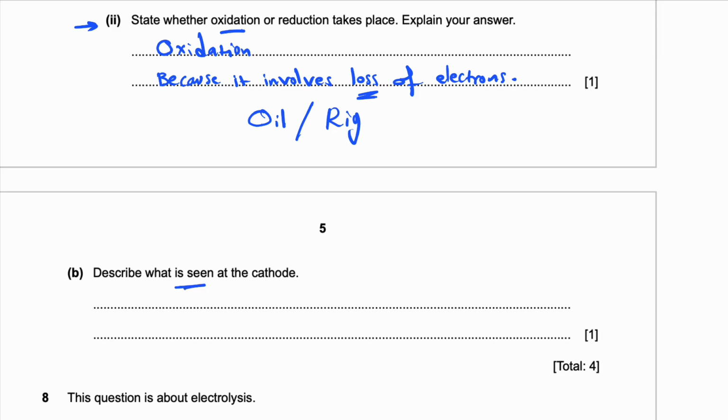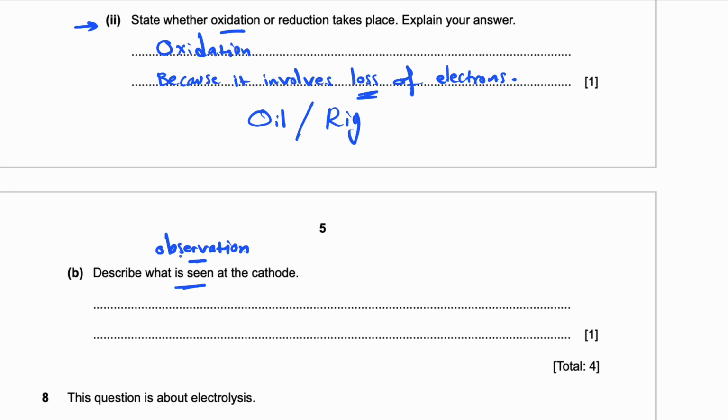Describe what is seen. Okay, so here he is asking about an observation, and this is very important. You have to pay attention to whether he's asking for an observation, which means what is seen, or a product, which means what is produced.